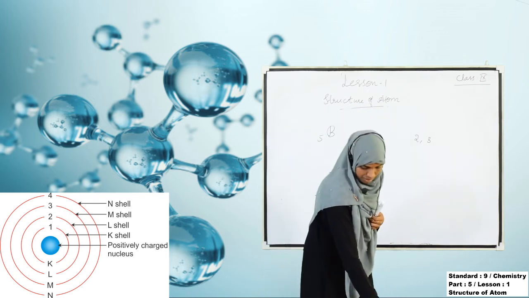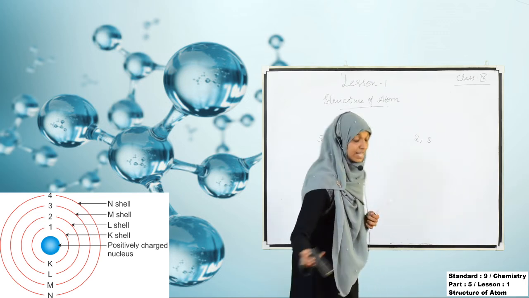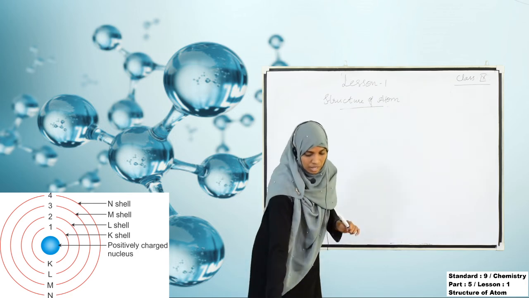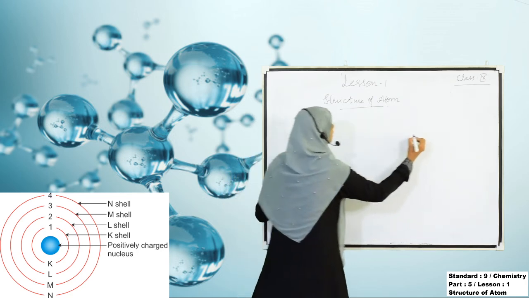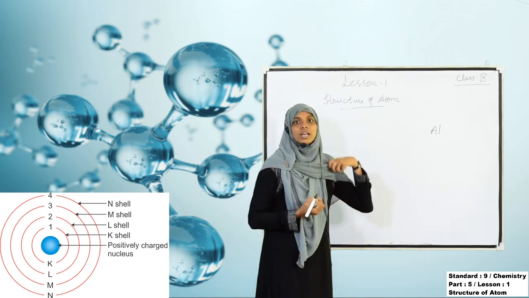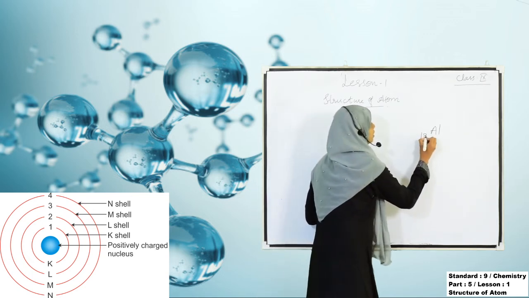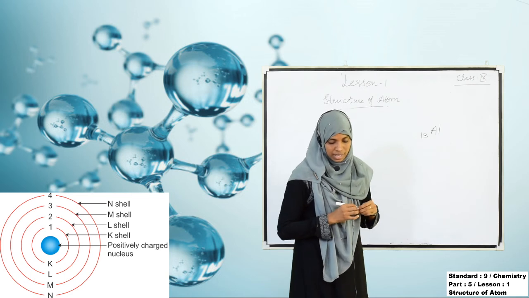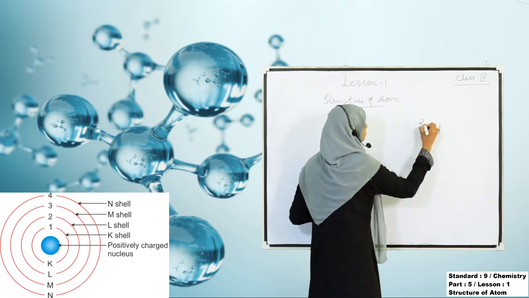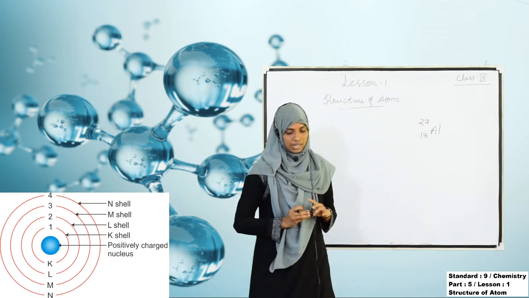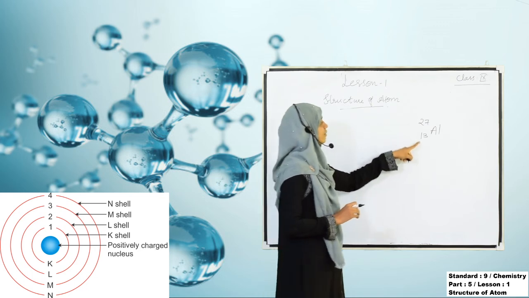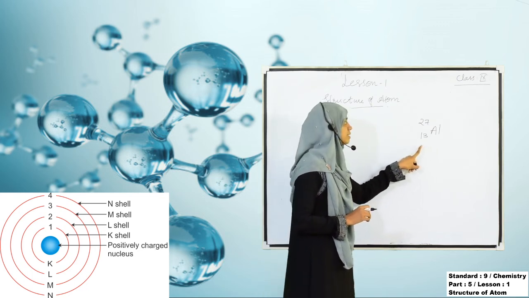Then what about the mass number and atomic number? We can check another example, aluminium. There is an element, aluminium. Here for aluminium, the mass number is 27 and the atomic number is 13.